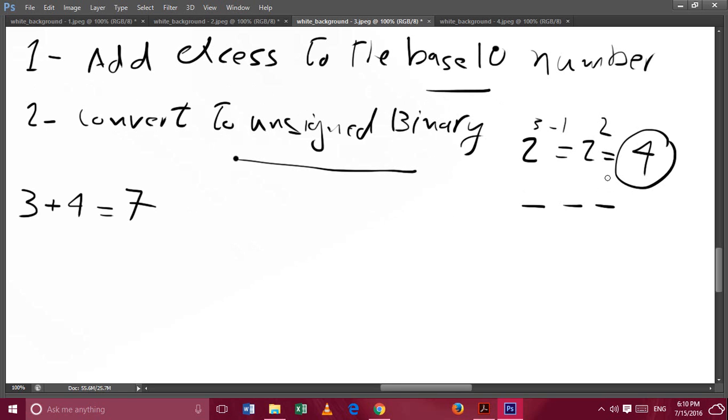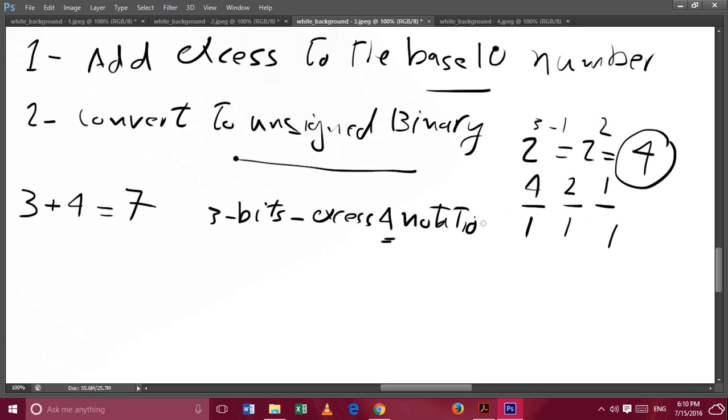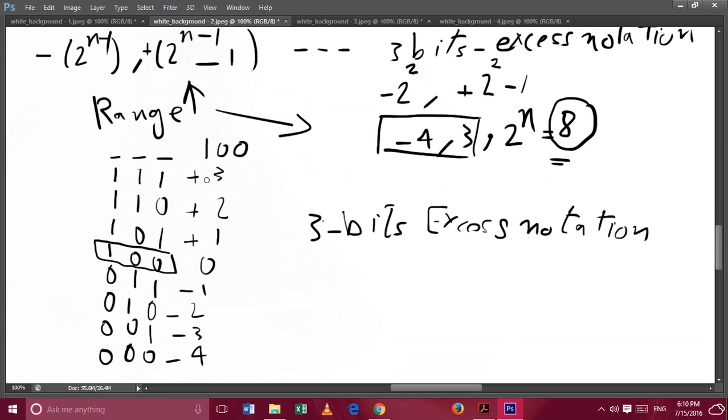Well, that's easy. I just need to put the weights here, or the values, and put 7. This is 7, right? Because 4 plus 2 equals 6 plus 1 equals 7. So in 3 bits excess 4 notation, this here represents exactly number 3. You want to verify that? Let's go back here. Look. This is plus 3. 1, 1, 1. Okay.